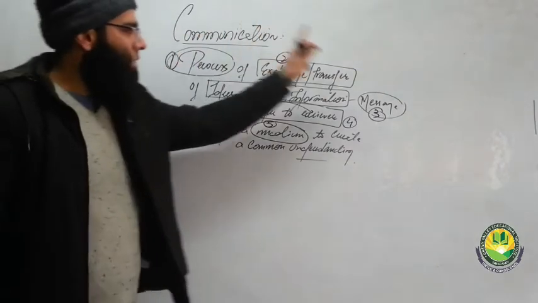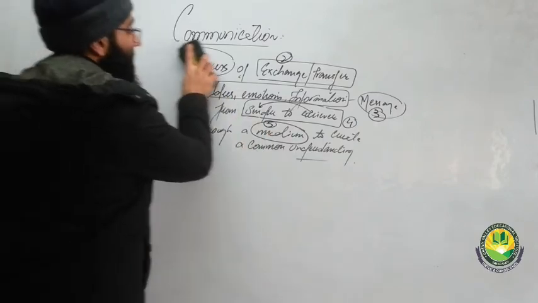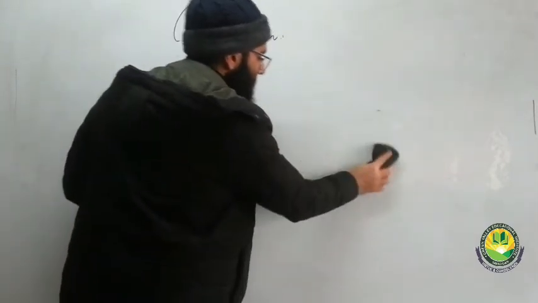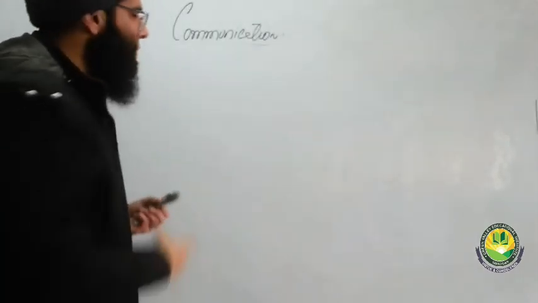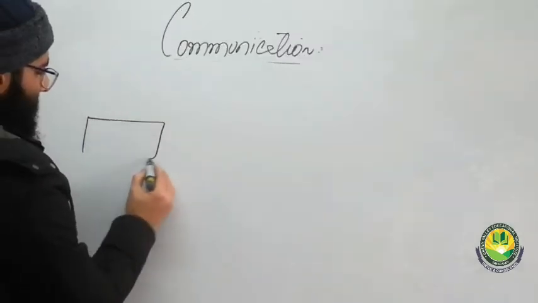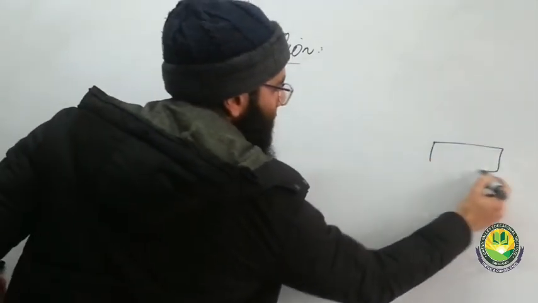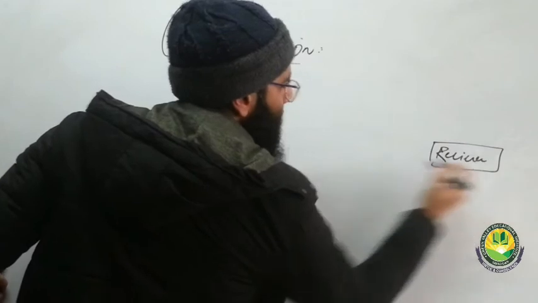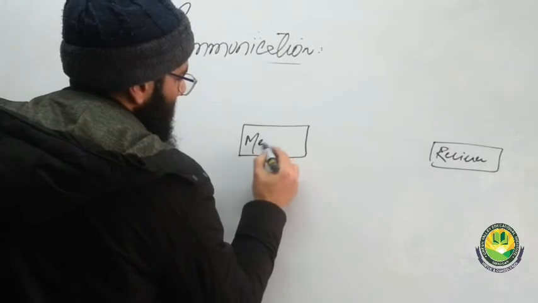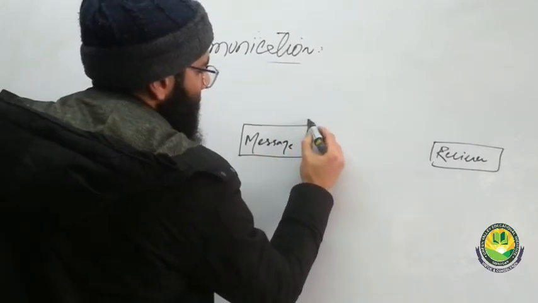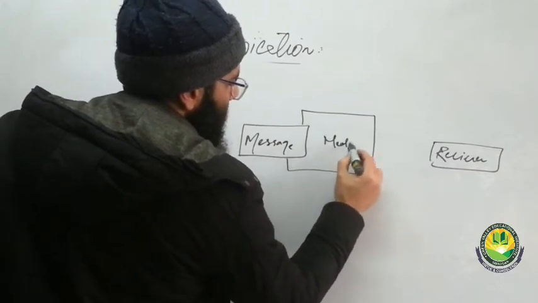So if we have to depict this communication through a process, this process we need to remember well, because this is the basic form of your communication process, and we can add some other things, but this shall be its simplest form. So we have sender, we have receiver, we have a message, we have a medium.